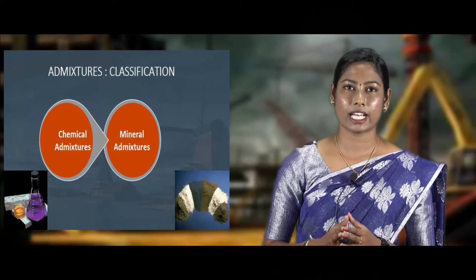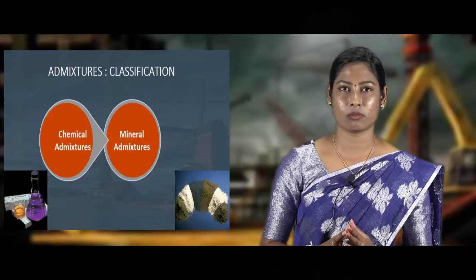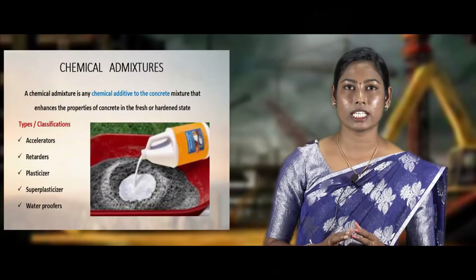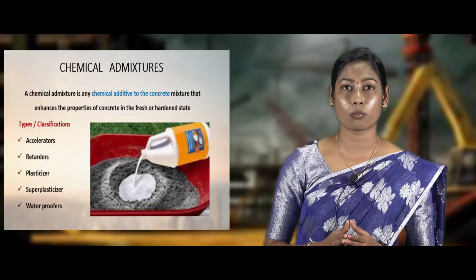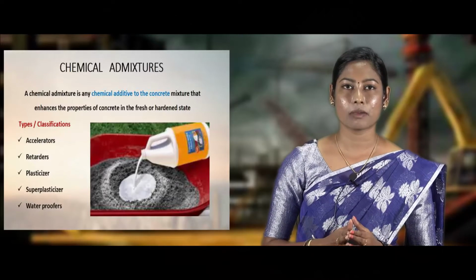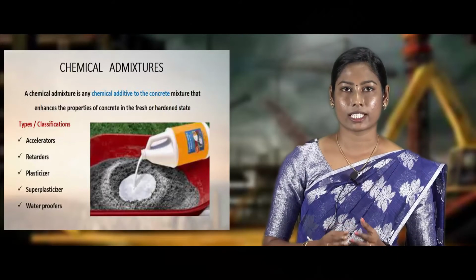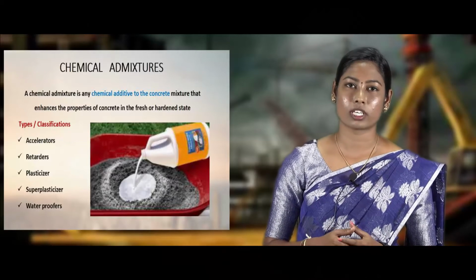Admixtures are majorly classified into two types. One is chemical admixtures, another one is mineral admixtures. A chemical admixture is any chemical additive to the concrete mixture to alter the properties of the concrete in the fresh or hardened state. Chemical admixtures are accelerators, retarders, plasticizers, superplasticizers, waterproofers.